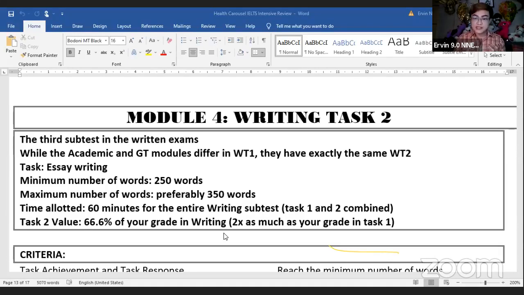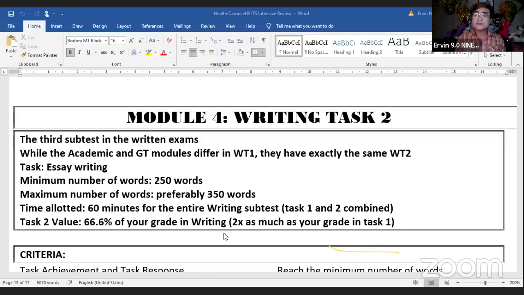What about writing? Task 2, for academic and general training, is exactly the same concept. And what is this concept? Essay writing. It's just that for academic candidates, the questions are more complicated as compared to general training. Writing task 1 is totally different for the two modules. The academic candidates are going to write a statistical report, whereas the general training candidates are required to come up with a letter.